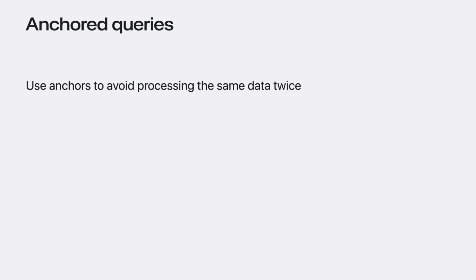Remember, anchored object queries are useful for fetching data with respect to the query anchor provided. If you already fetched data from an anchored object query, use the returned query anchor to make sure your app does not process the same data again. If your app wants to start a query from the beginning, provide nil for your query anchor.